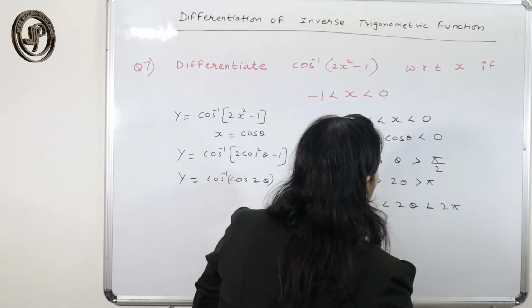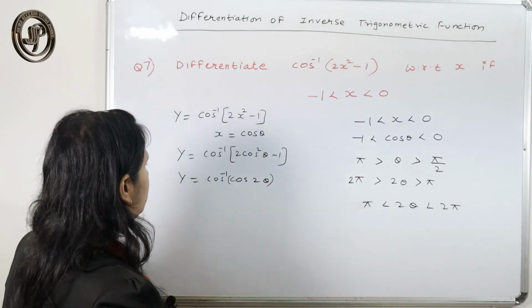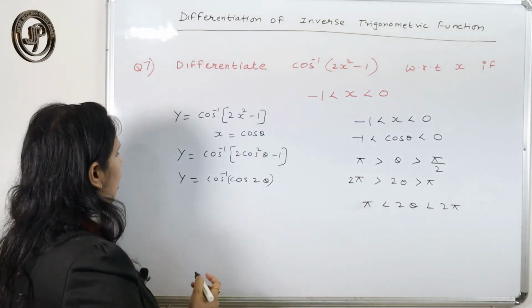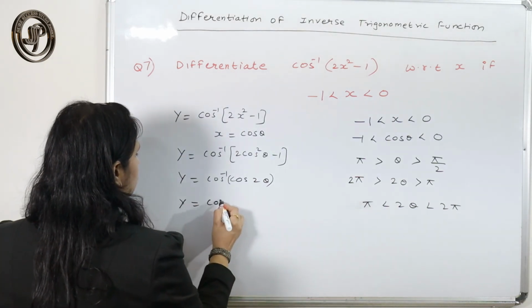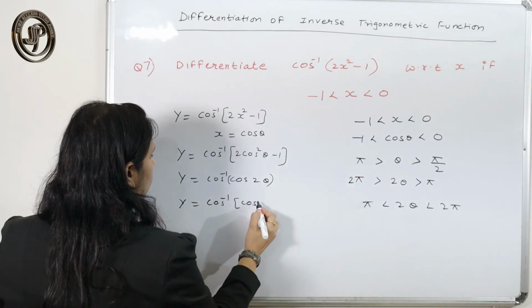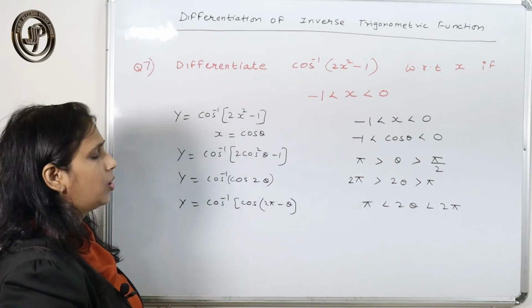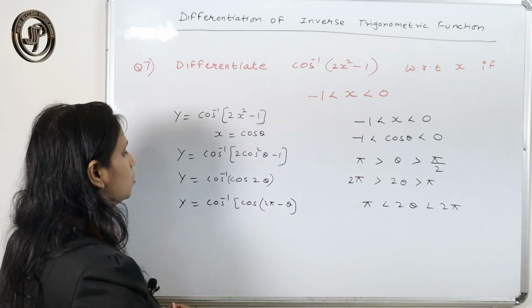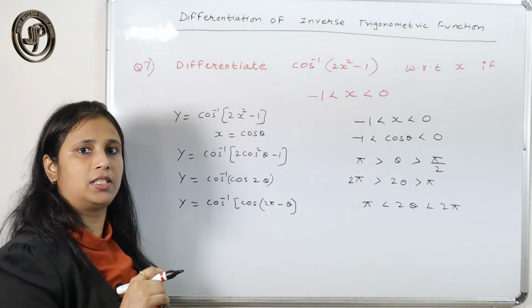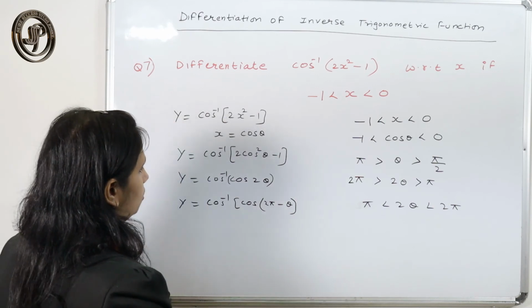Now what can I write for cos 2 theta? I can write cos 2 theta as cos of 2 pi minus 2 theta, right? Because cos of 360 minus theta is cos theta. Cos comes positive.